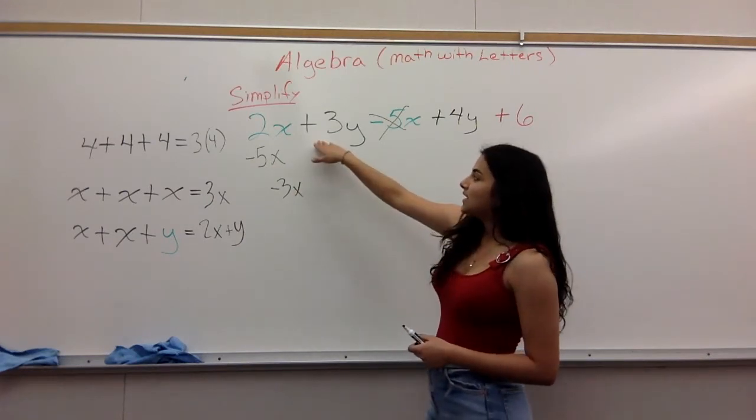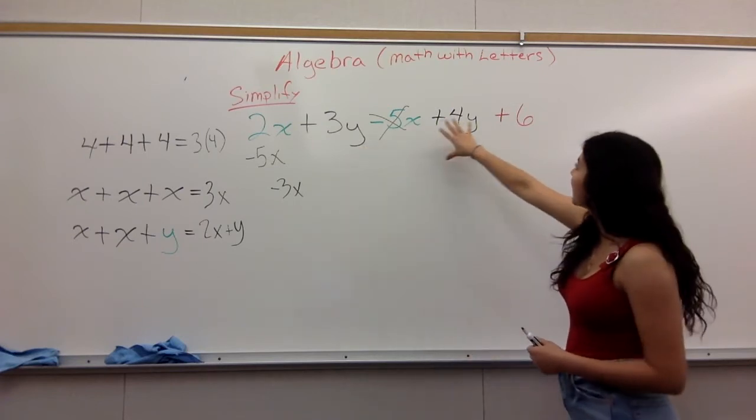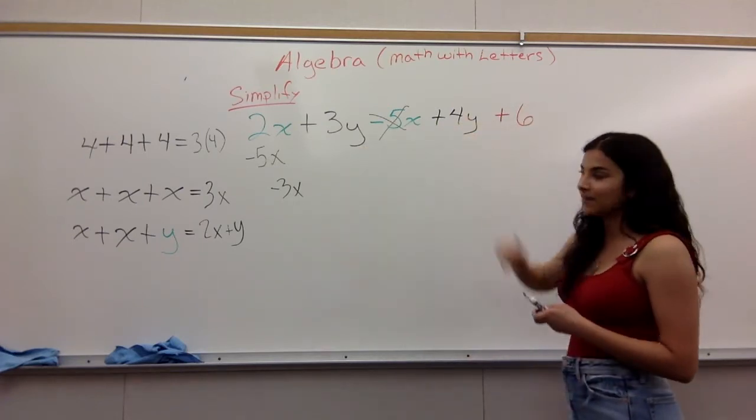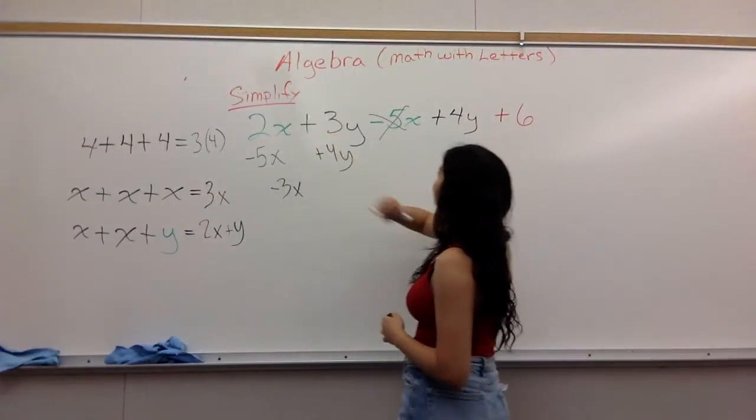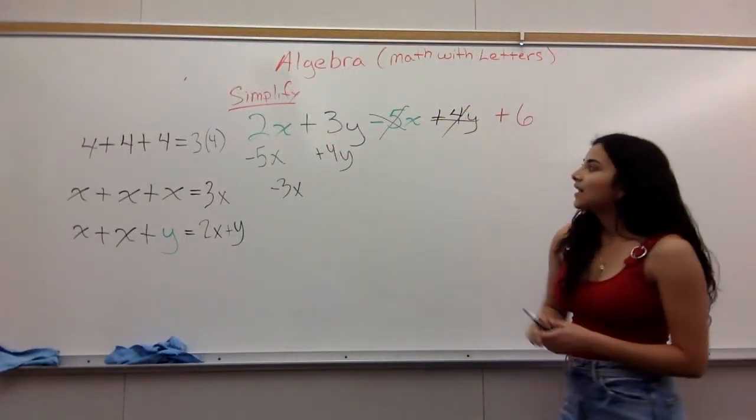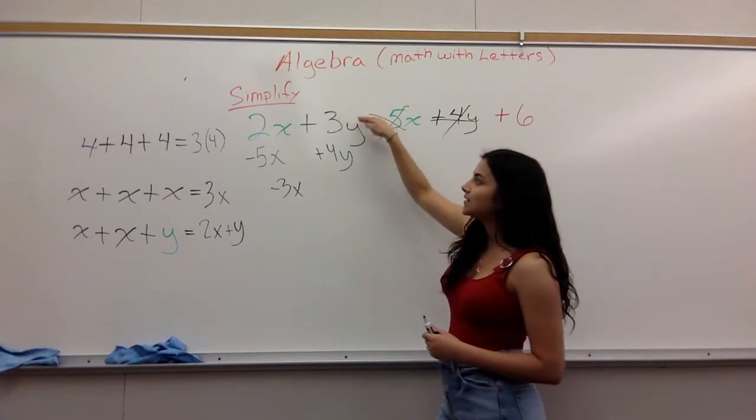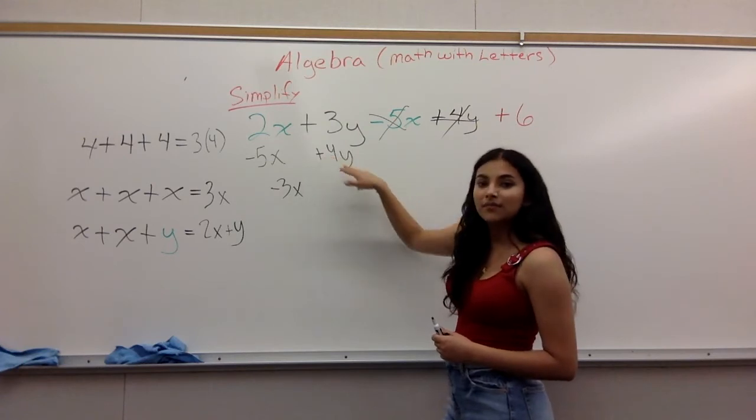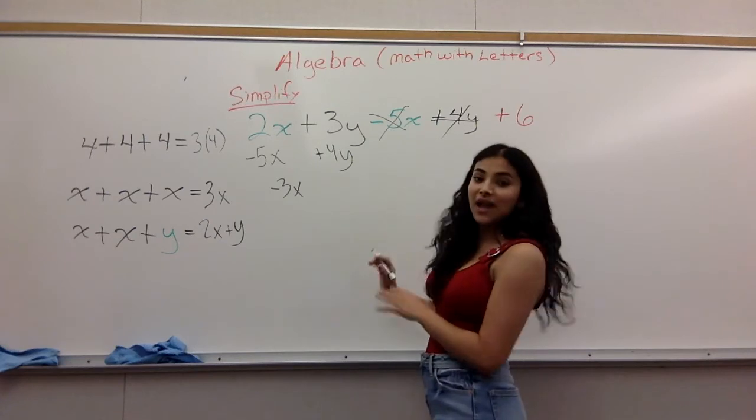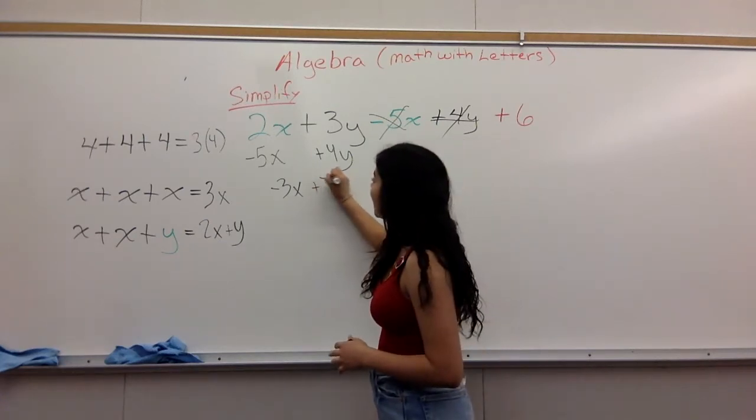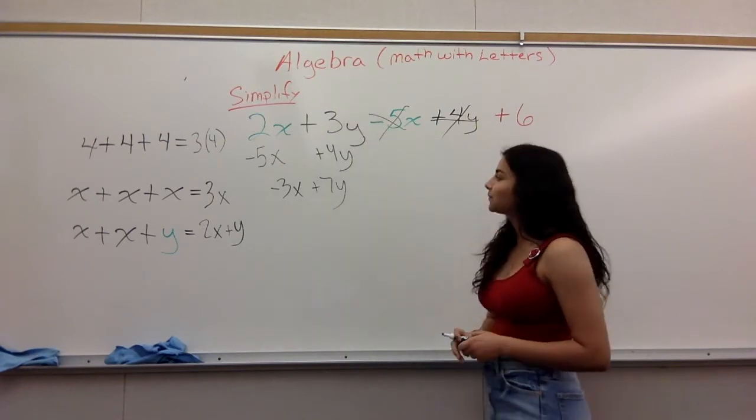Now we move on and we see that we have the 3y. We look to see if we have any more y's. Oh, here's a positive 4y. I'm going to move this down over here. Helps me visualize it better. Now here, it's just a simple addition problem. You have 3 y's. Someone gave you some more y's. They gave you 4 y's. So now you have 7 y's. You added 4 y's to the 3 y's that you already had.